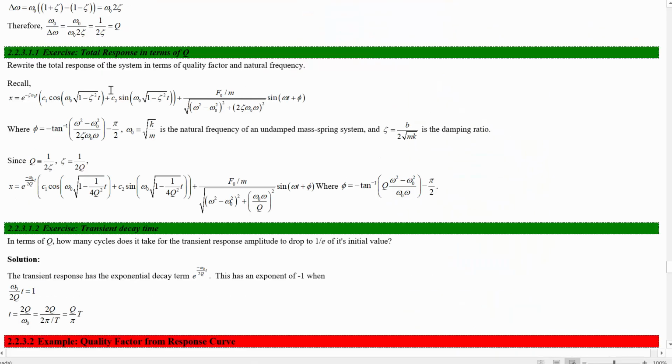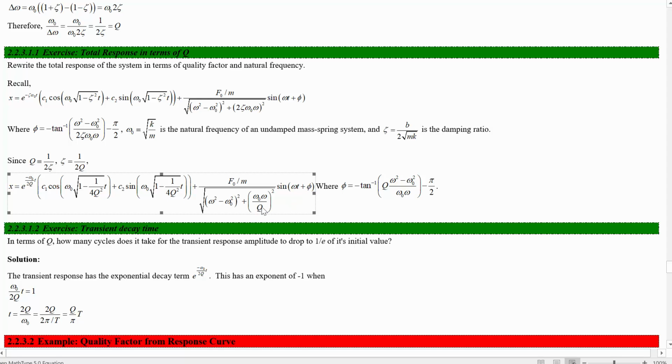Okay, so there's a couple more examples here. The first one just has you substitute in the definition of Q to replace the zetas, because since Q is 1 over 2 zeta, you could also write the total response in terms of the quality factor instead if you wanted. So this is the total response function that we worked out earlier for this linear system. And now instead of zeta, we've got quality factor.